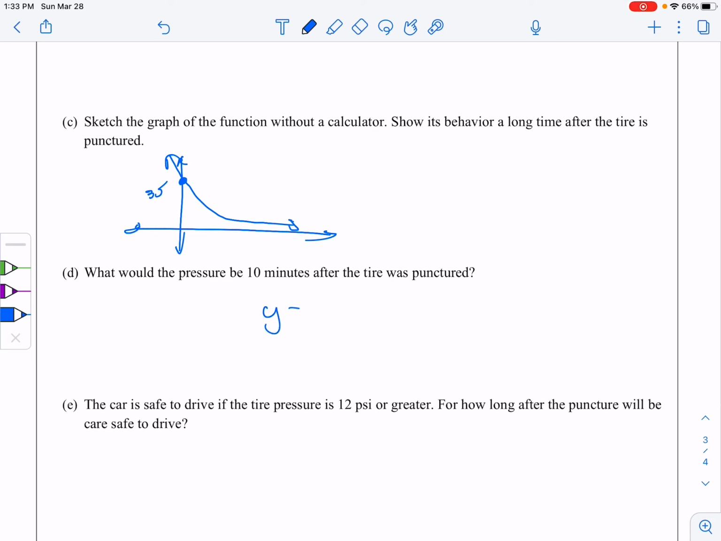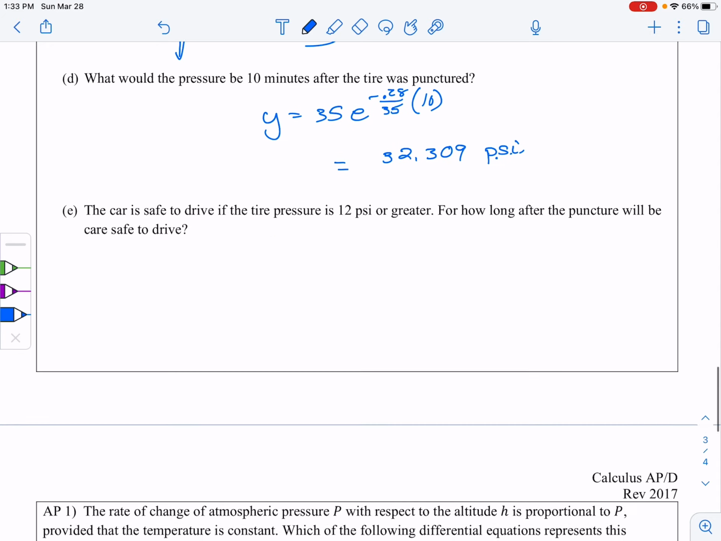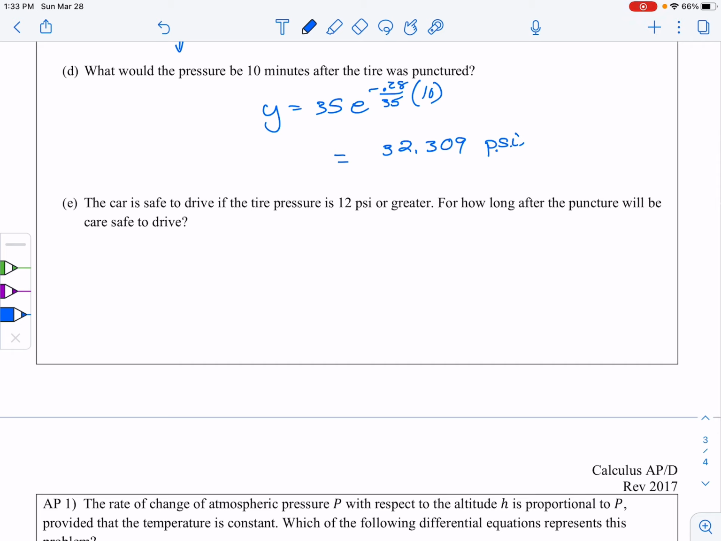What would be the pressure 10 minutes after it's punctured? So y is equal to 35 e to the negative 0.28 over 35 times 10. I did the math and got 32.309 pounds PSI. Pounds per square inch. Don't forget your units. AP exam. Lose a point. Don't be silly. The car is safe to drive if the tire pressure is 12 psi or greater. For how long after the puncture will it be safe to drive?